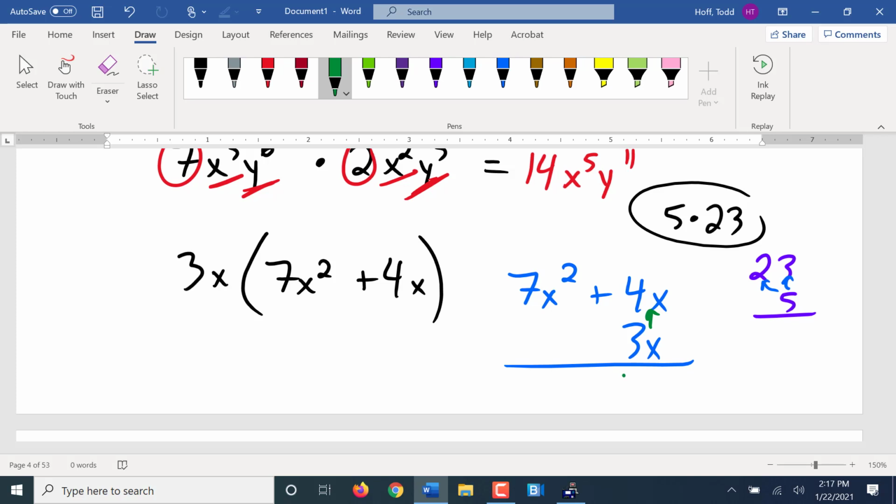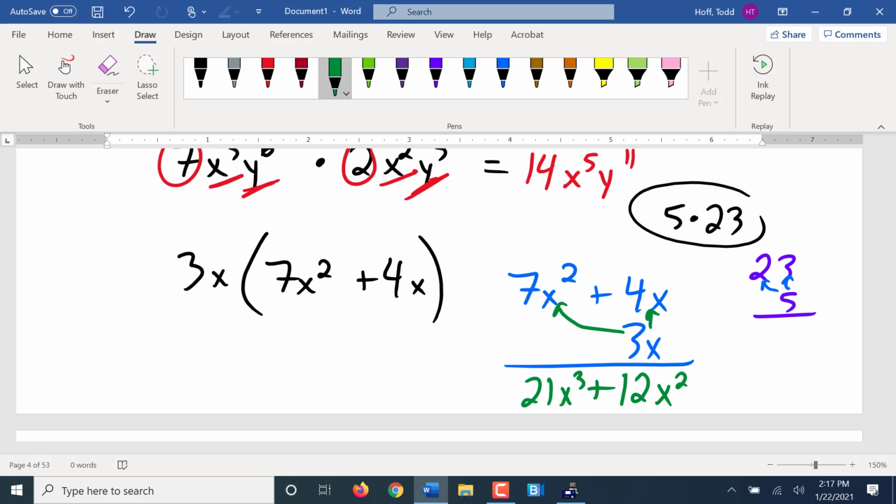3 times 4 is 12. x times x? x squared. And it's positive, so we put a plus there. Then we do 3x times 7x squared, which is? Perfect. 21x to the 3rd. 7 times 3 is 21. x times x squared is x to the 3rd.